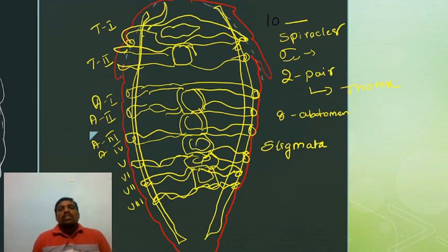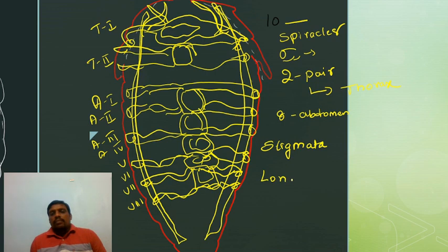Now on the dorsal surface, the dorsal cephalic tracheal trunk. On the ventral surface, the ventral cephalic tracheal trunk is commonly present. Now, longitudinal tracheal trunk. What do you mean by trachea? A trachea is generally a tubular structure. What is a trachea? It is a tubular structure.